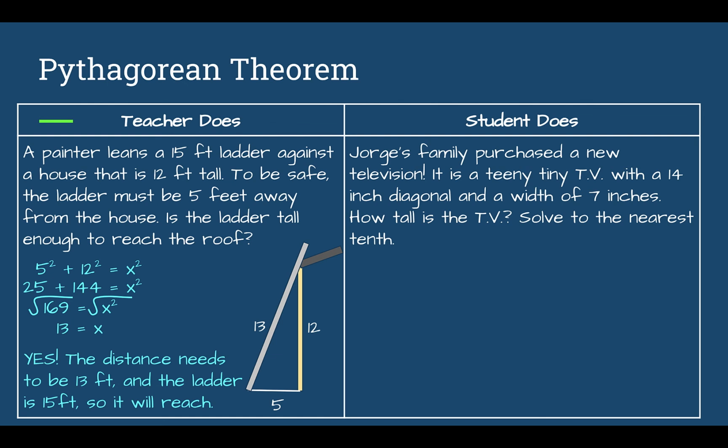Pause the video one more time. Use the Pythagorean Theorem to figure out how tall Jorge's TV is. This one, don't leave your answer as a square root. Solve it to the nearest tenth, which is 1 decimal place.